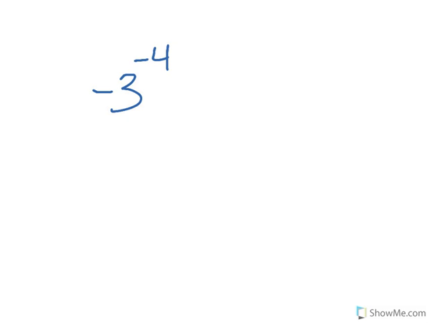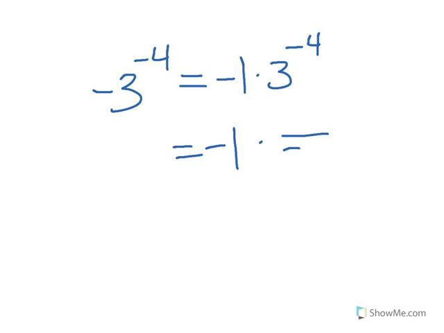Let's look at that same calculation without the parentheses. Now we have a different problem altogether. The negative sign here represents multiplying by -1. Only the 3 is being raised to the -4 power. Well, proceeding as before, 3 to the -4 power puts 3 to the 4th in the denominator.